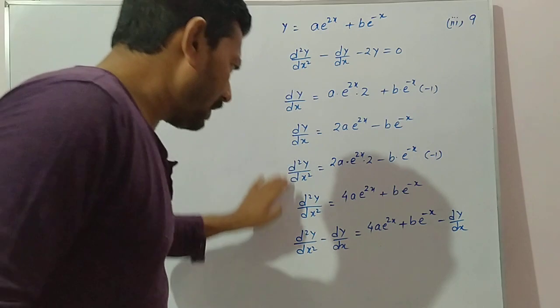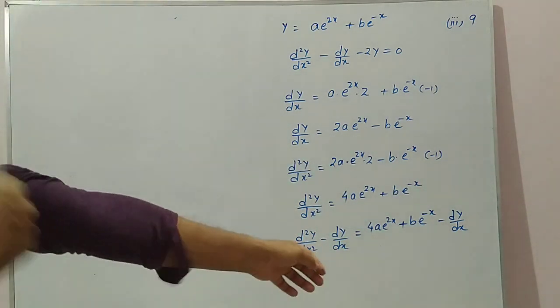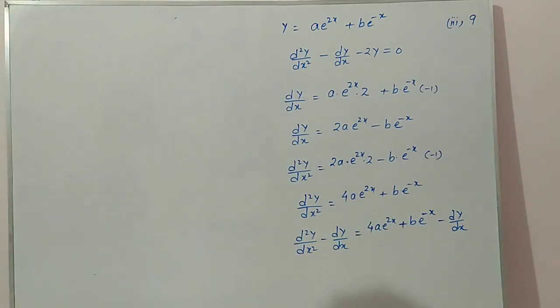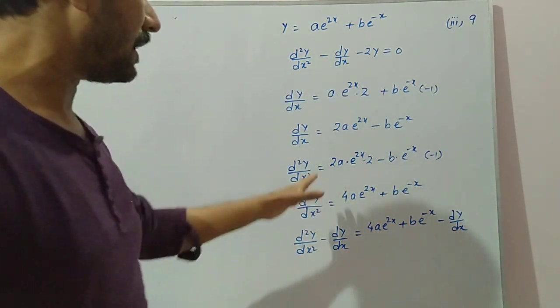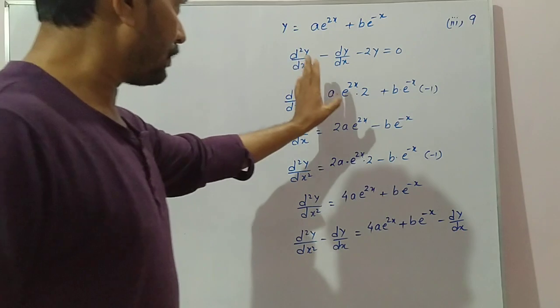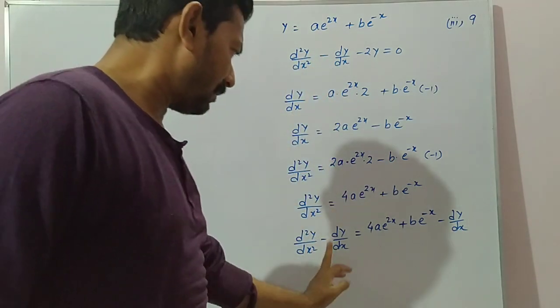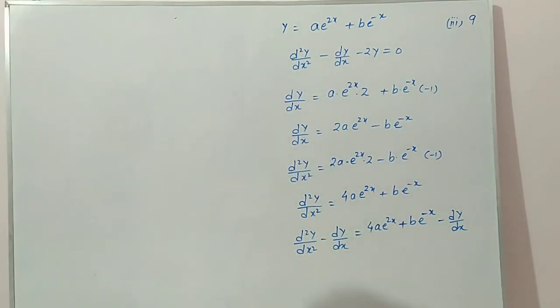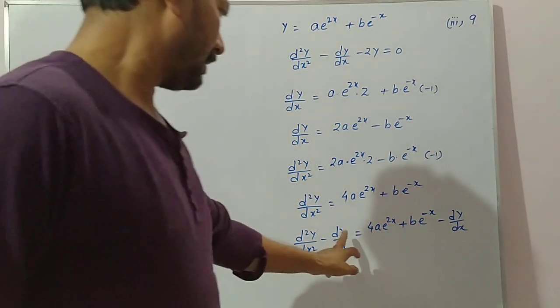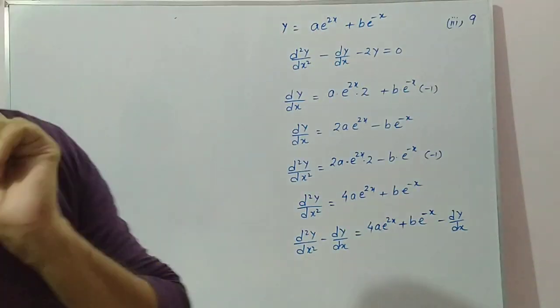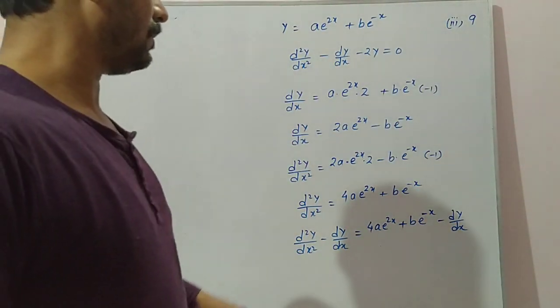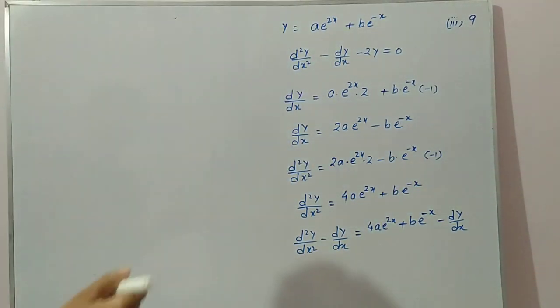First of all, we are determining d2y by dx square. After determining it, our first motive is to prove this one, so we require minus dy by dx. Directly we are not getting it, so we are writing minus dy by dx on both sides. Now see here, on the right hand side we don't require minus dy by dx, so we will put the value of dy by dx here.